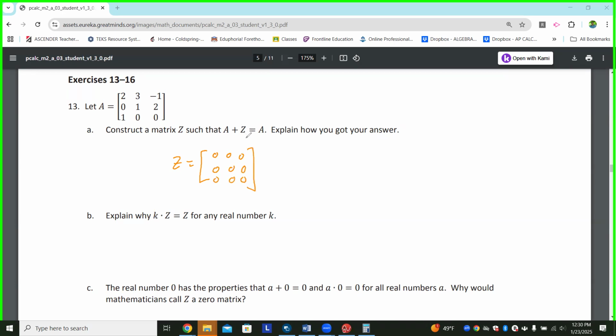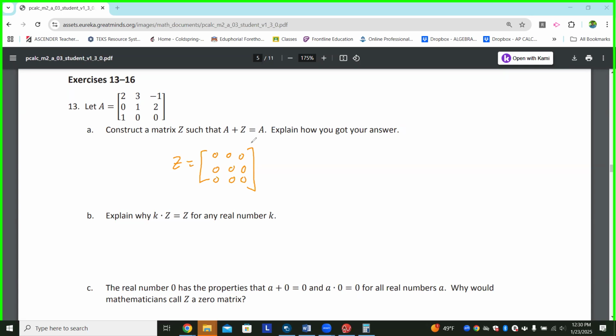Anytime we want to add a matrix to another matrix and get the actual matrix back out, just like with regular numbers, you would add 0. In this case, we add the 0 matrix. Any questions there? How do we add matrices? Right, each corresponding element. So I would do 2 plus 0 to get 2, 3 plus 0 to get 3, and so on and so on. That's why you would use the 0 matrix.